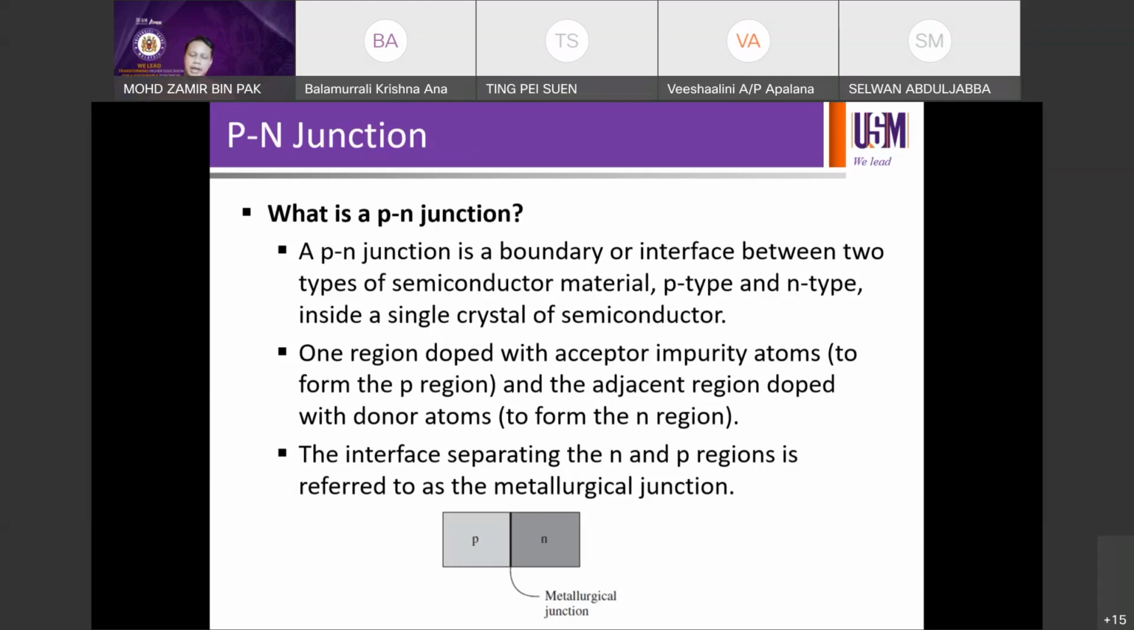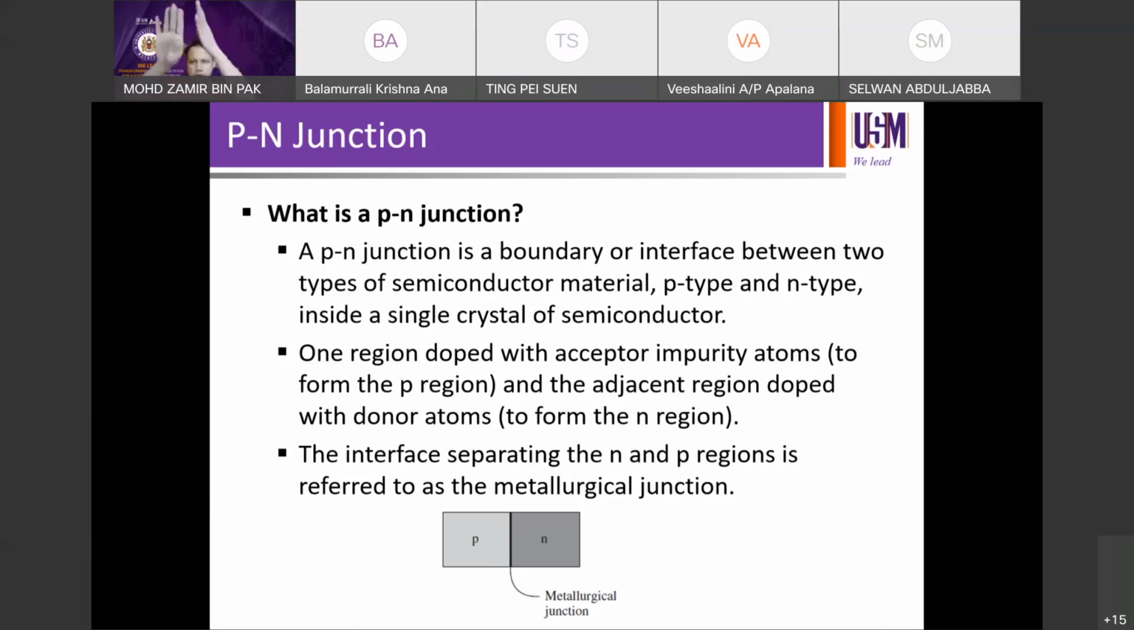Remember, we talked about Na and Nd. That's why I reminded you last time that understanding Na, P equals Na, N equals Nd, majority carriers, and minority carriers is important. One side is doped with p-type, another side is doped with n-type. One side has majority carriers holes, another side has majority carriers electrons. The interface separating the p and n is referred to as the metallurgical junction.